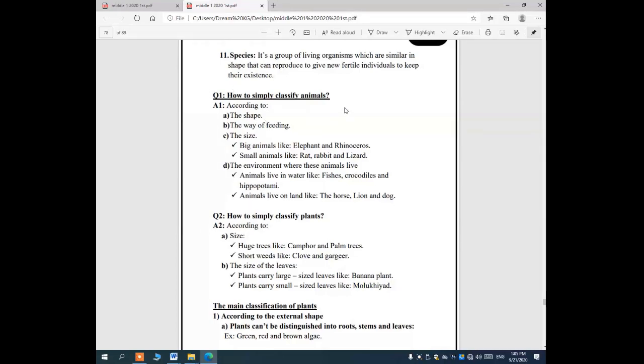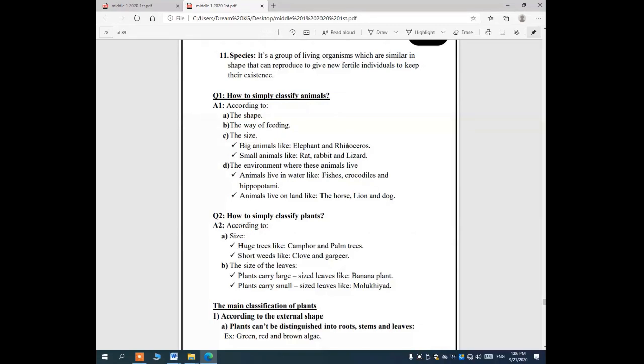There is an important question here: how can we classify animals? We can classify animals according to shape, the way of feeding, or the size. According to size, we have big animals like elephant or rhinoceros. We have small animals like rat, rabbit, lizard. Or we can classify animals according to the environment in which they live. We have animals that live in water like fish, crocodile and hippopotamus. We have animals that live on land like horse, lion, dog.